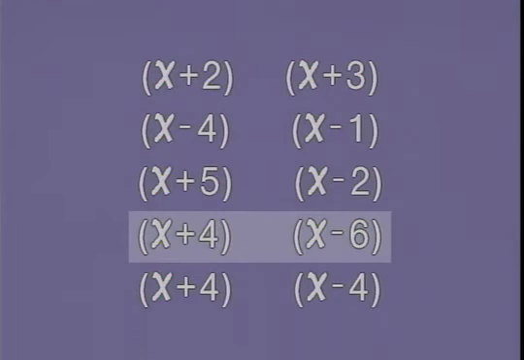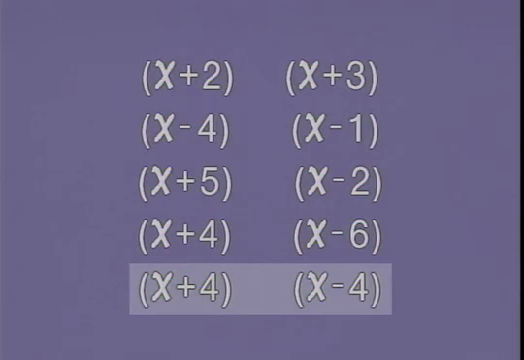And the last one of that type has x plus 4 times x minus 6. I said the last one, but I was lying, of that type, because we have a positive 4 and negative 6. The negative number is larger. And the very last problem at the bottom is x plus 4 times x minus 4, where one is positive, one is negative, and they're both the same number, 4.